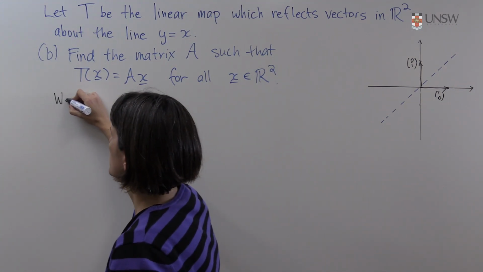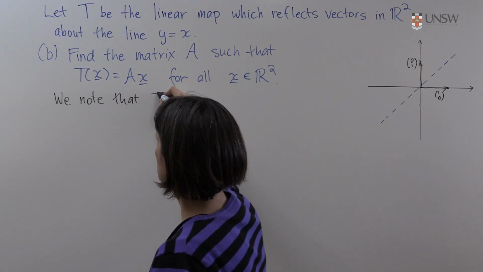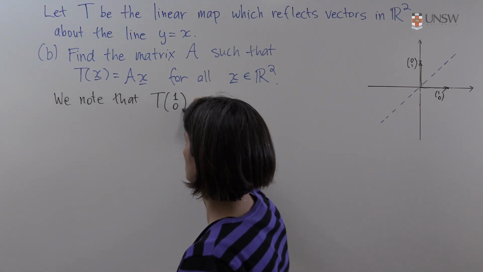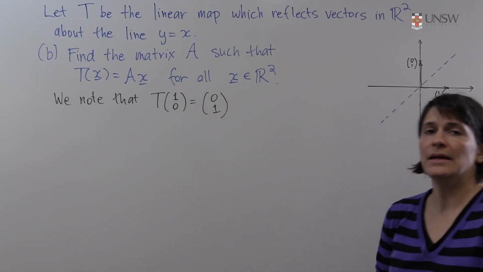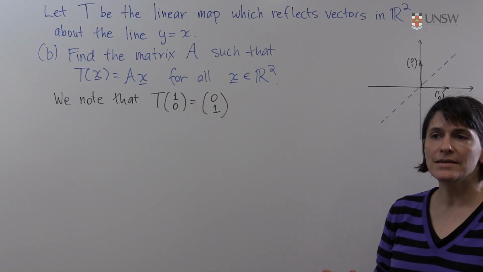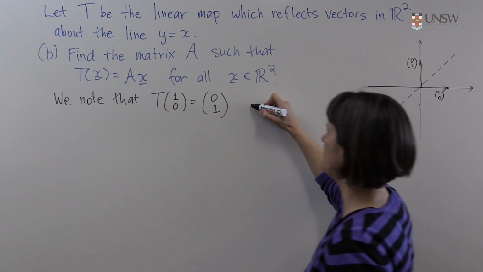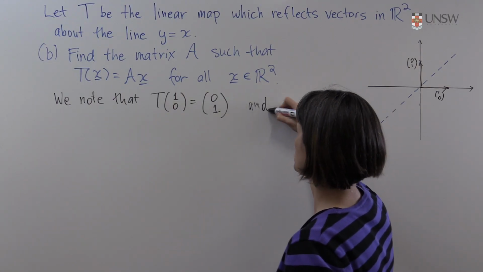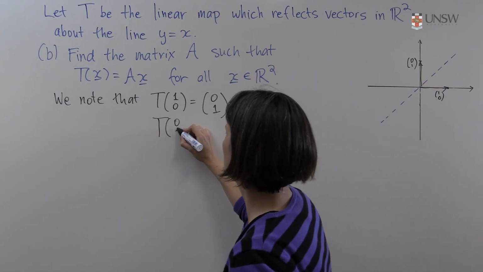So we note that T of (1, 0) equals (0, 1). And now, if you perform a reflection twice, you'll end up back where you were. So we can see that T of (0, 1) will take us back to (1, 0). So that was easy, we only had to really calculate one thing.